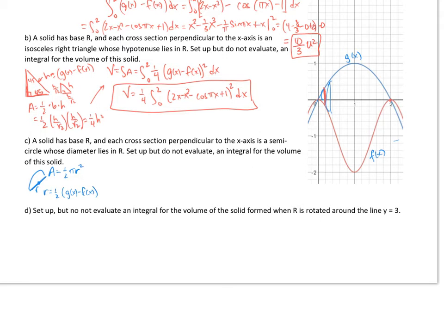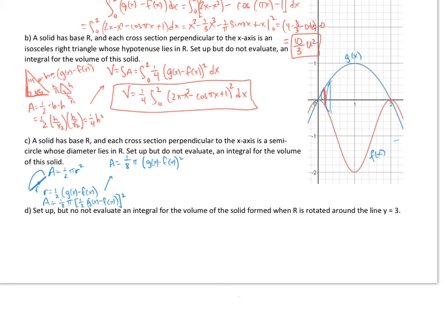So now that we know that that's our radius, we can combine this and say that the area is 1/2 pi times 1/2 g of x minus f of x squared, like that. Oops, I need the squared on the outside, sorry. Let's fix that, squared. So there's my radius squared. All of this will clean up to yield 1/8 pi times g of x minus f of x squared.